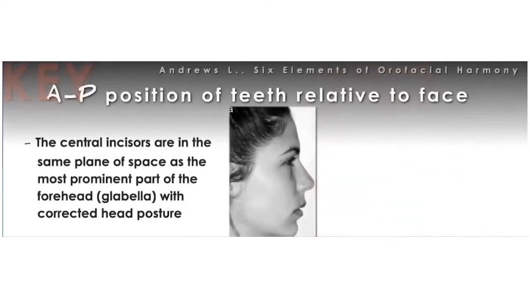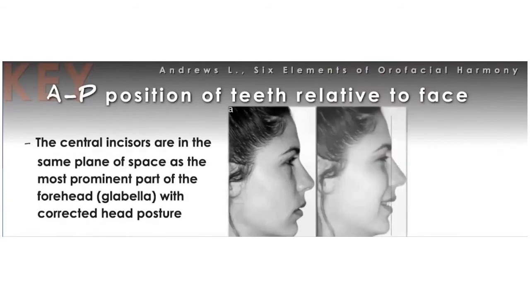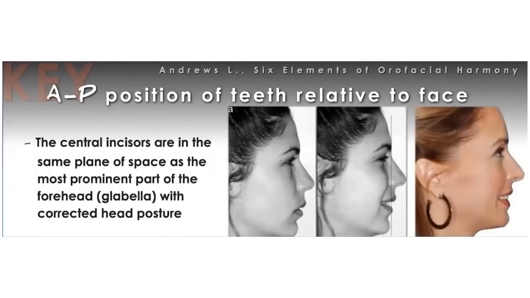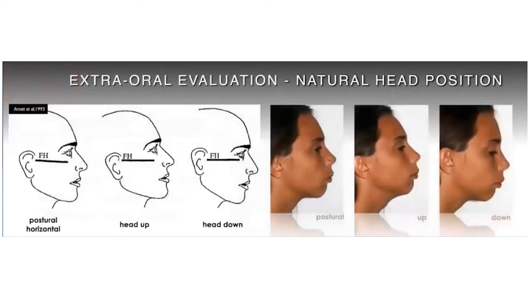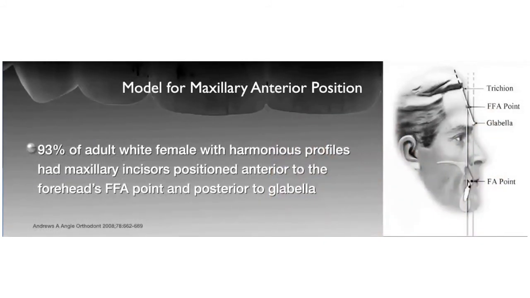So Larry Andrews years ago told us that central incisors really ought to be right on the line. When they're behind that line, we know that there's a deficiency in the maxilla. When they're in front of the line, it is more prognathic than the maxilla. Remember, the head posture is key because it's going to throw off where glabella is in relationship to the central incisors. So a postural position is important in these kids, and they obviously have to smile during that photograph to be able to see where the facial surface should be.